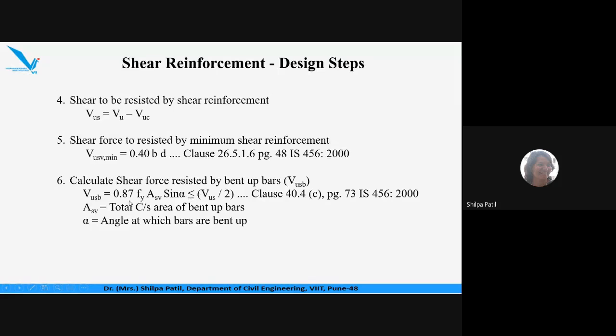Now there are limitations for this VUSB. It should be less than VUS by 2. It means whatever is the total shear resisted by the shear reinforcement, half of that should be resisted by the bent up bar, and for the remaining half, either we have to provide the minimum shear reinforcement or we need to design the additional shear reinforcement.